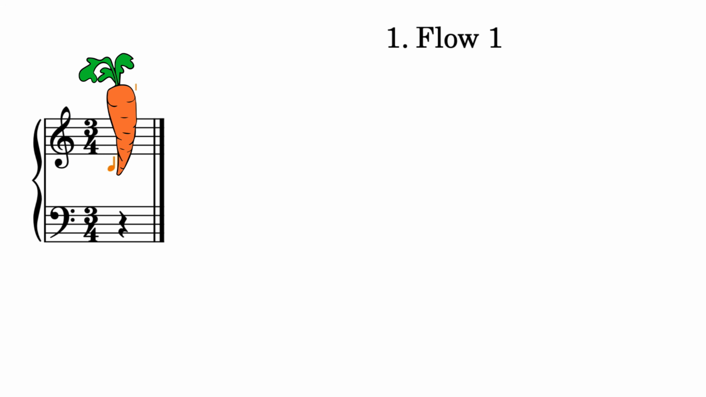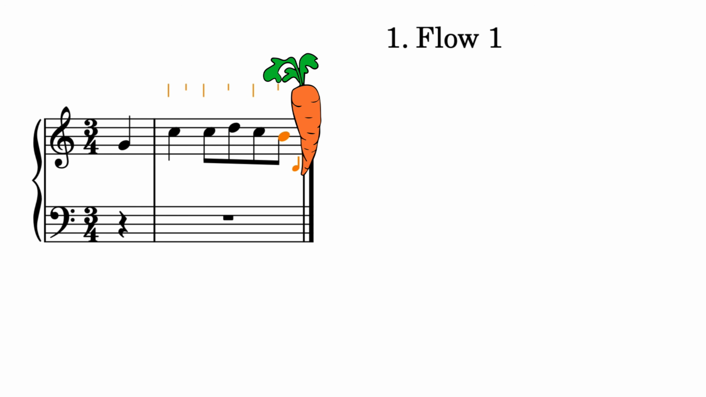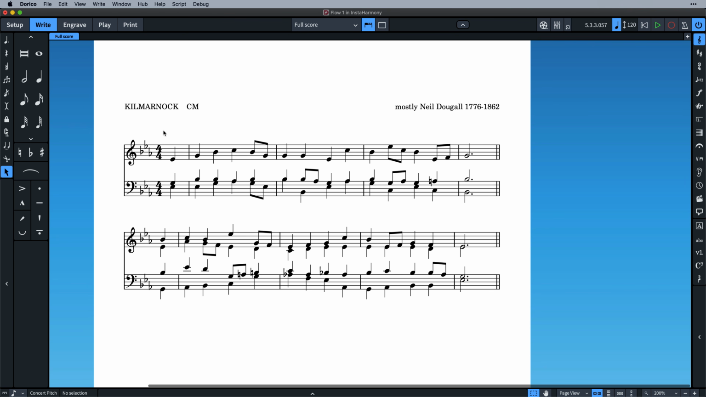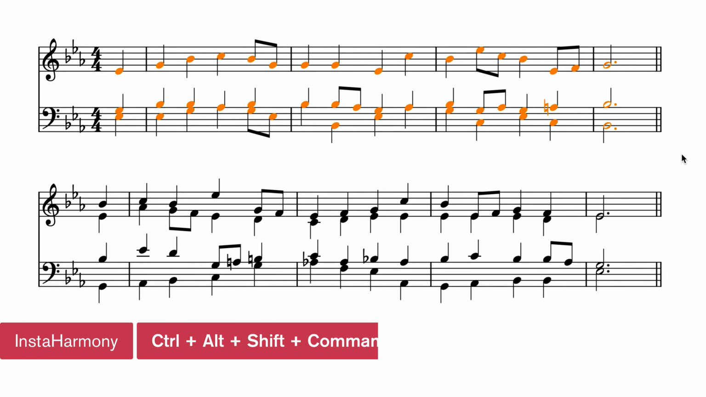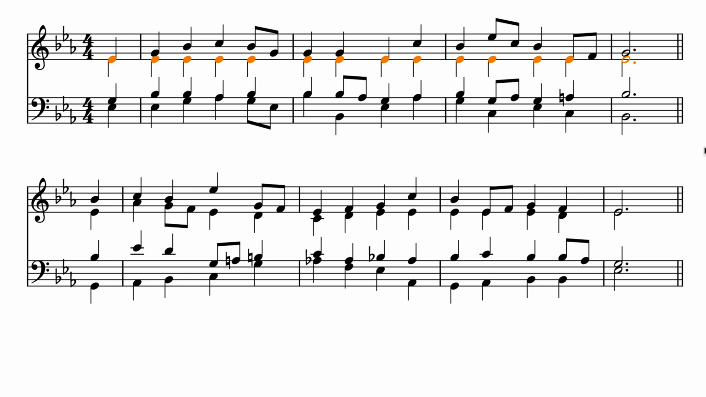For instance, did you know that originally, the caret was in fact a carrot? Let me show you the revolutionary new Insta-Harmony, registered trademark not pending. Make a selection and use the handy key command Control-Alt-Shift, Command, Control again, Function E, and Dorico will painlessly input the same harmony note across the entire line, or as we call it, add an alto part.